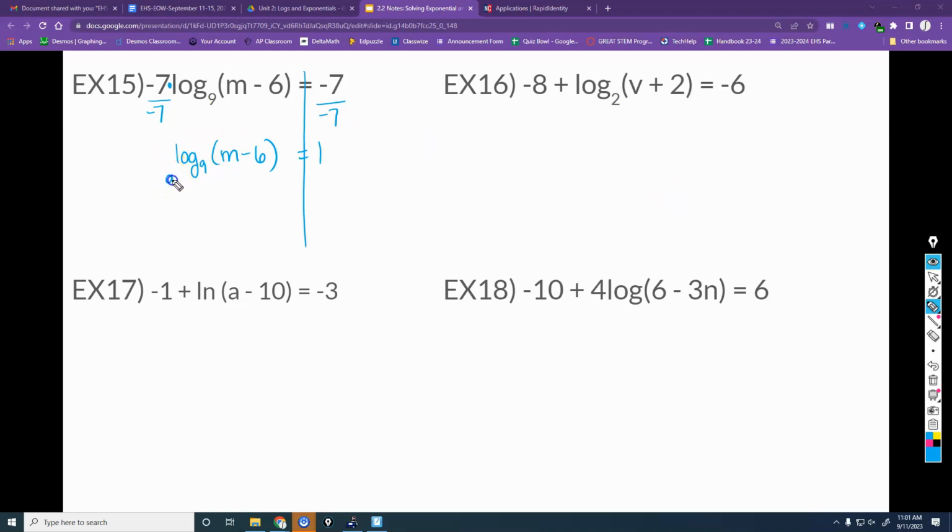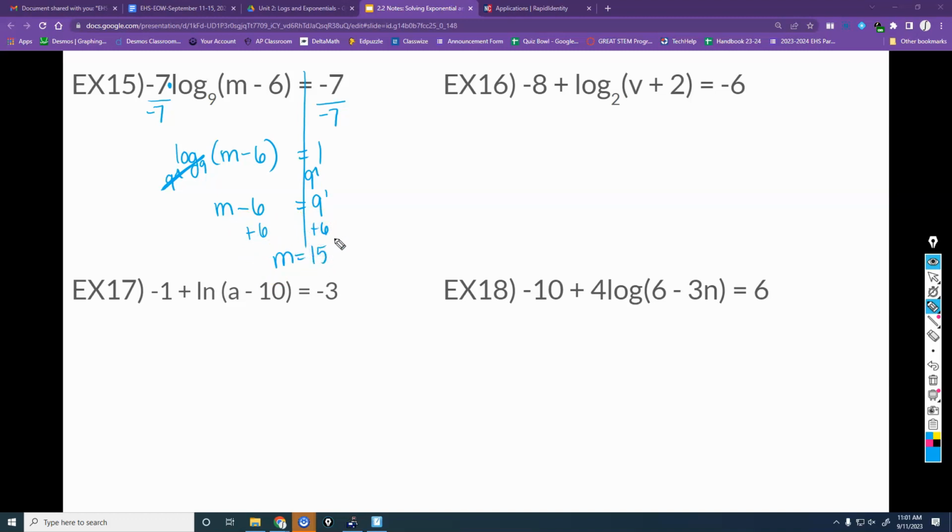Okay, opposite 9 to the power of, but I think that's probably what you meant, right? So we got M minus 6 is going to equal 9 to the first power. But what is 9 to the first power? It's just 9. All right. And then let's see. Anissa, what would I do last? Perfect. Add that 6. M equals 15.